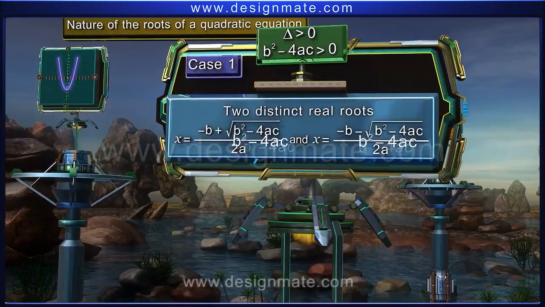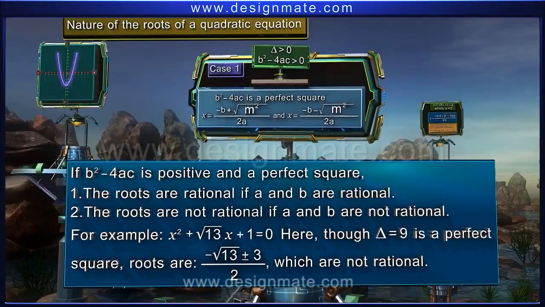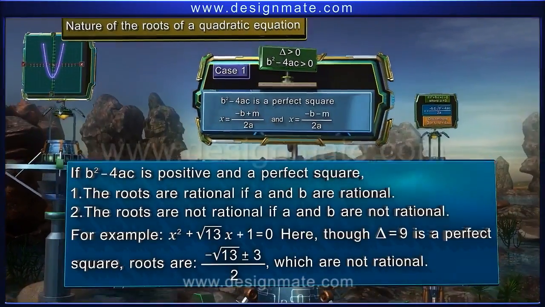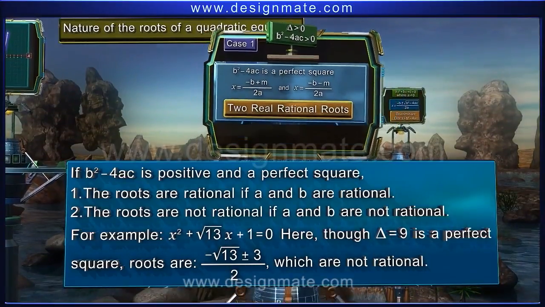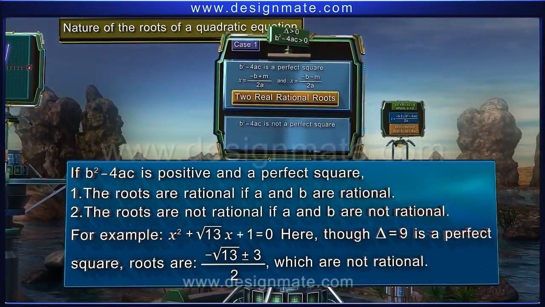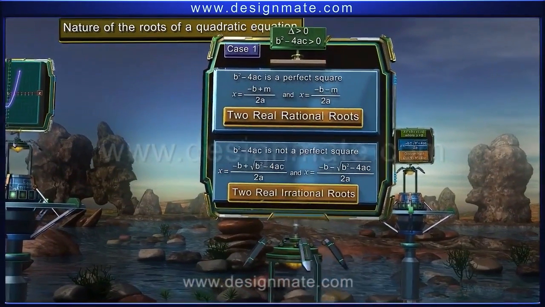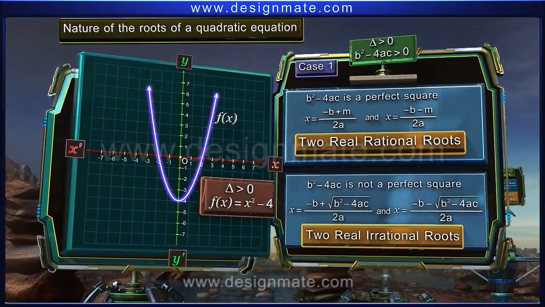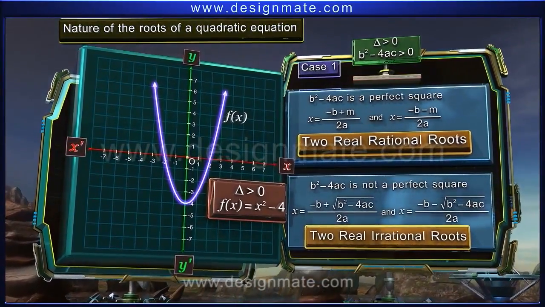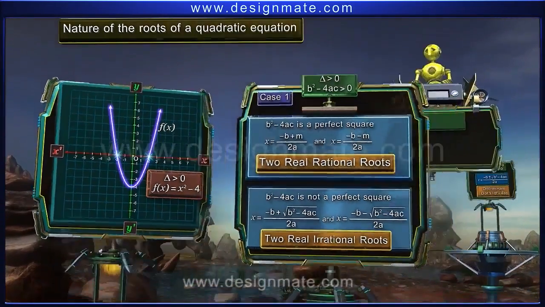Again, if b squared minus 4ac is a perfect square, say m squared, then the square root would be number m, which will give us two real rational roots. If b squared minus 4ac is not a perfect square, then the quadratic equation has two distinct real irrational roots. Visualizing this implies that the parabola will intersect the x-axis at two distinct points.